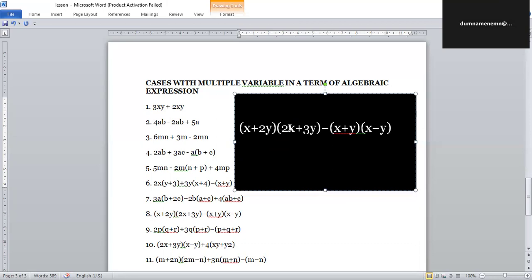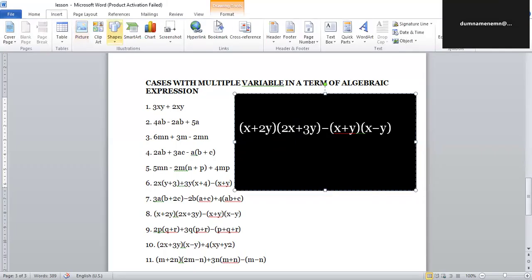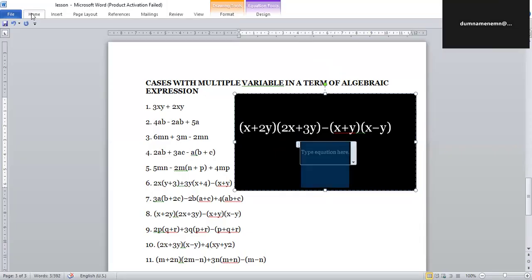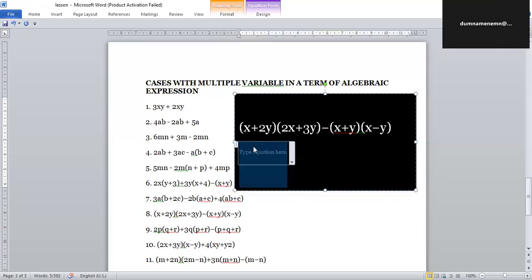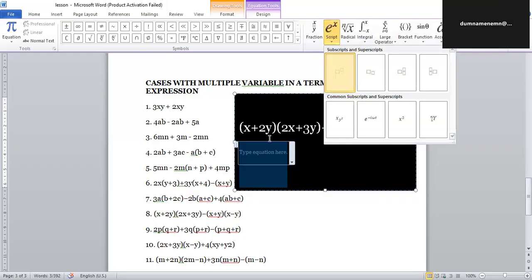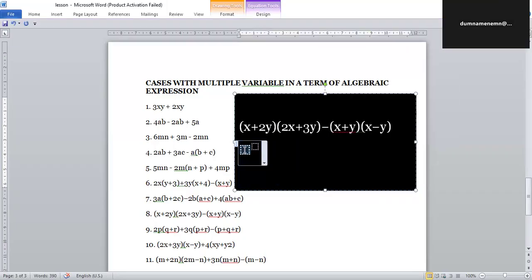So x multiply 2x. The coefficient of x is 1. So 1 times 2, you're going to have 2. Remember that when the same variable multiply, you're going to have index of what? 2. So x times 2x, you're going to have it to be what? 2x squared.